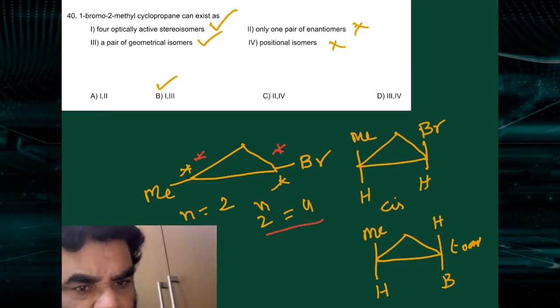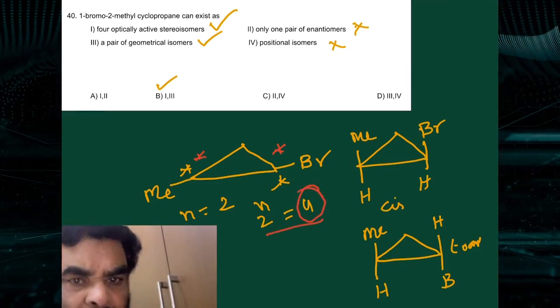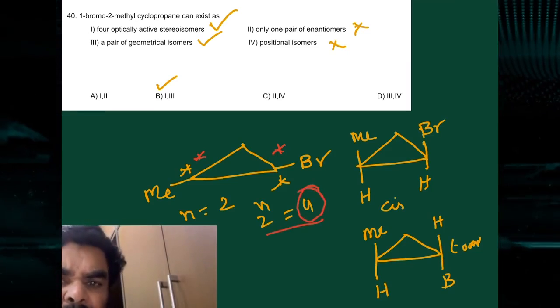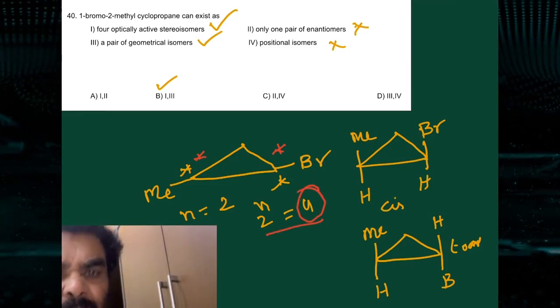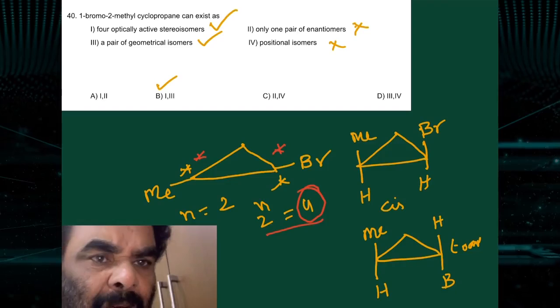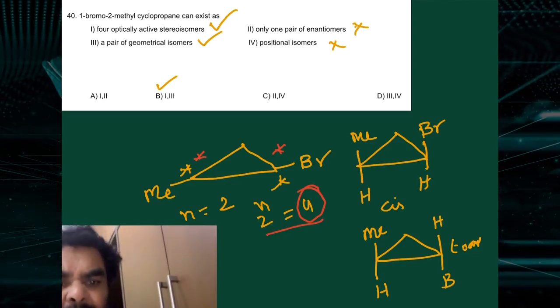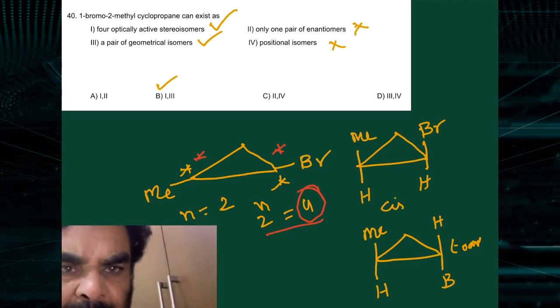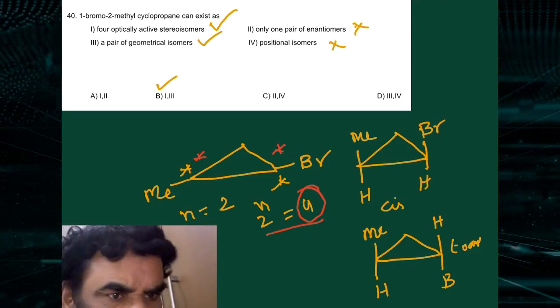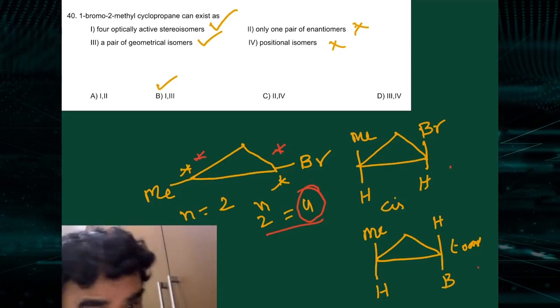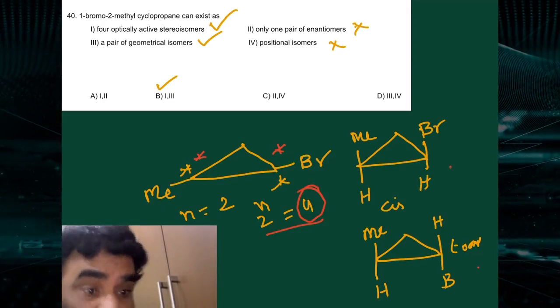The rule is 2 to the power of n. How many optical isomers are possible? 4 optical isomers are possible. 4 optically active isomers, only 1 pair of enantiomers? No, 2 pairs of enantiomers, and a pair of geometrical isomers. Yes, this is cis and trans. Out of the 4, they have the cis-trans relation.